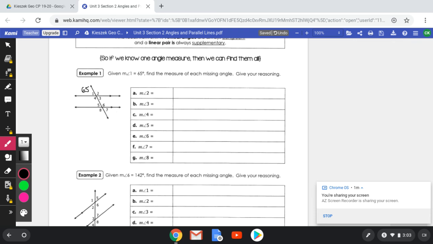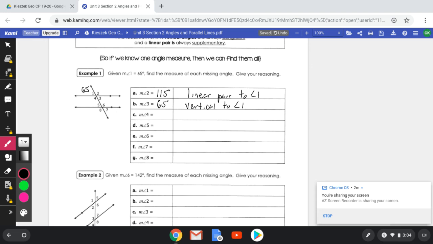For example, angle 2. Well, I can say angle 2 is a linear pair to angle 1. And then from what we know from last chapter, a linear pair means supplementary, so 180 minus 65 gives me 115 degrees. We can say angle 3 is vertical to angle 1. So therefore, it would also be 65.